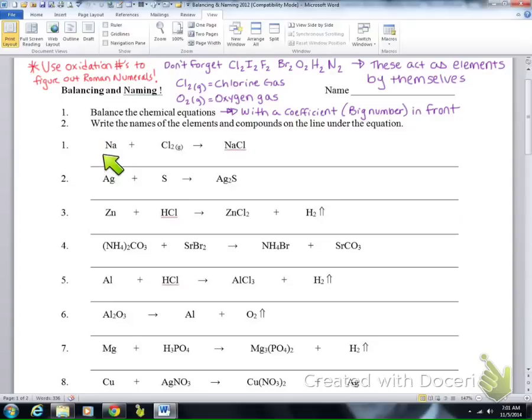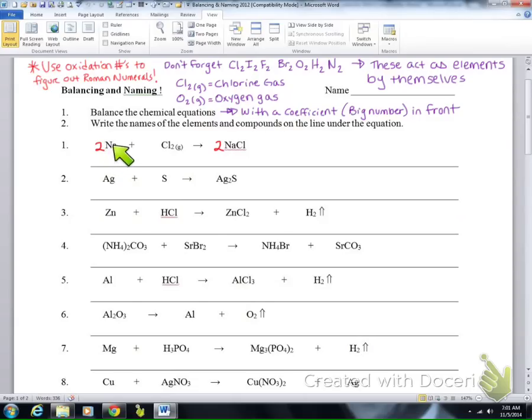On this first equation, I have 1 sodium and 1 sodium, so I'm good there, and I have 2 chlorines and only 1 chlorine over here. So the way to fix that is I'm going to put a big number 2 coefficient in front of that sodium chloride. Before I move on, I've got to check all of my formulas again. So I had 1 sodium, but now I have 2 sodiums. So the way to balance that is I'm going to put another 2 in front of that sodium.